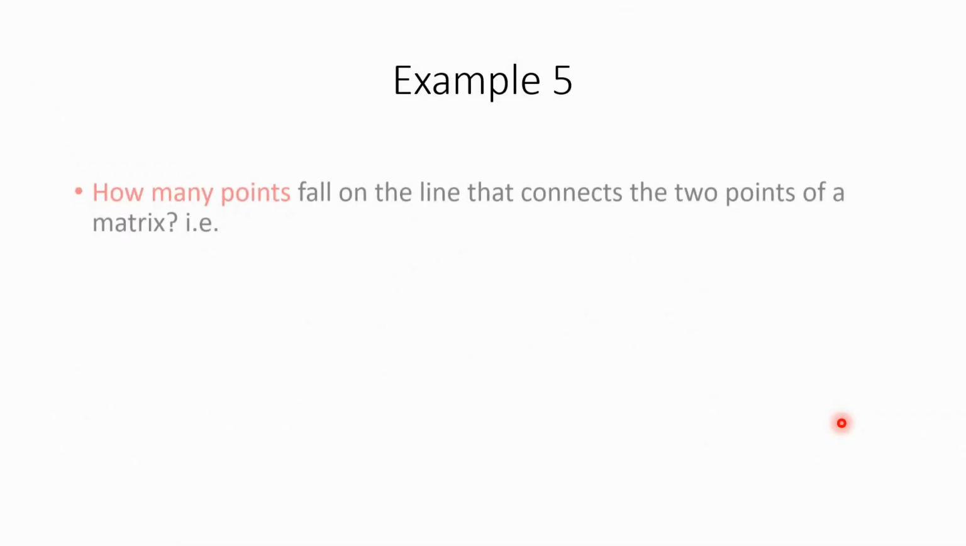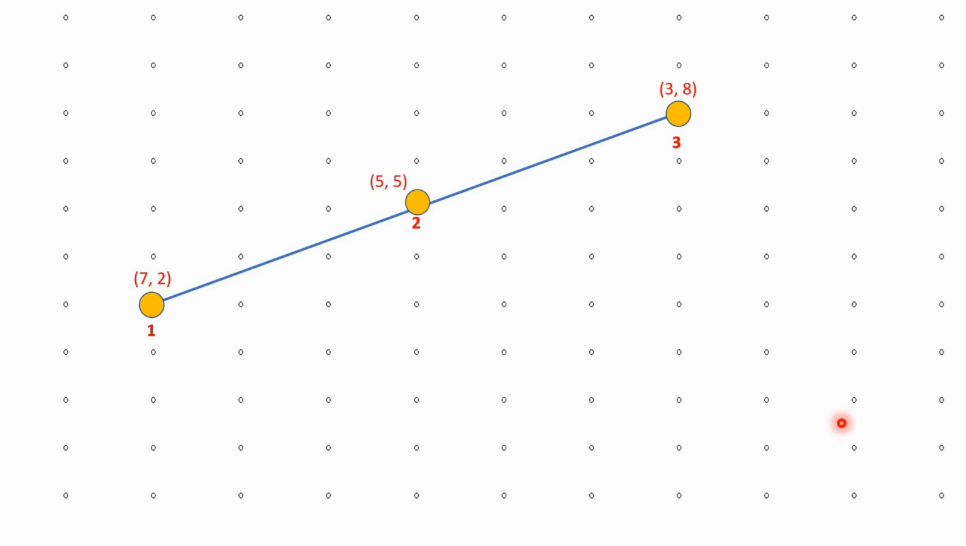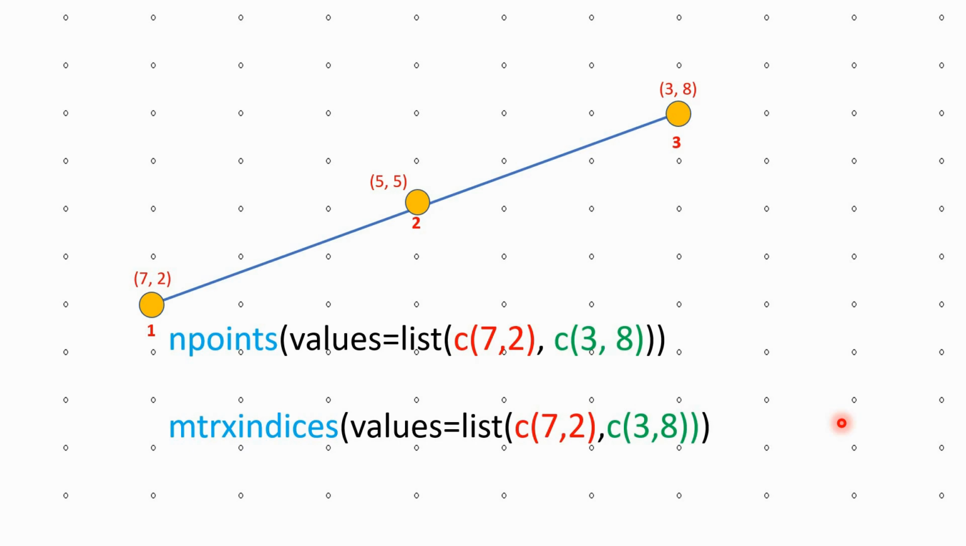Let's take example number 5. A line between 2 members of a matrix, that is the first member is at 7, 2 and the second is at 3, 8. This is the first member at row number 7, column number 2. This is the second member at row number 3, column number 8. You draw a line between these 2 points and you count the points. There are 3 points that fall on this line, and these are the indices of all these 3 points. This is how you will calculate them in your R program using my functions.